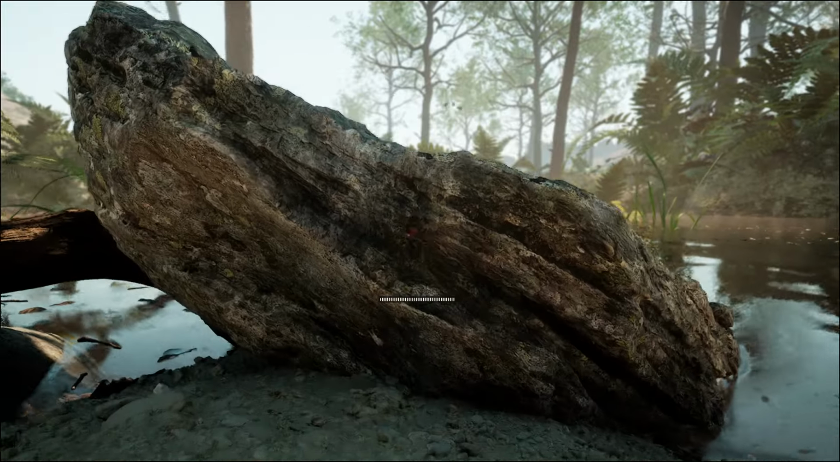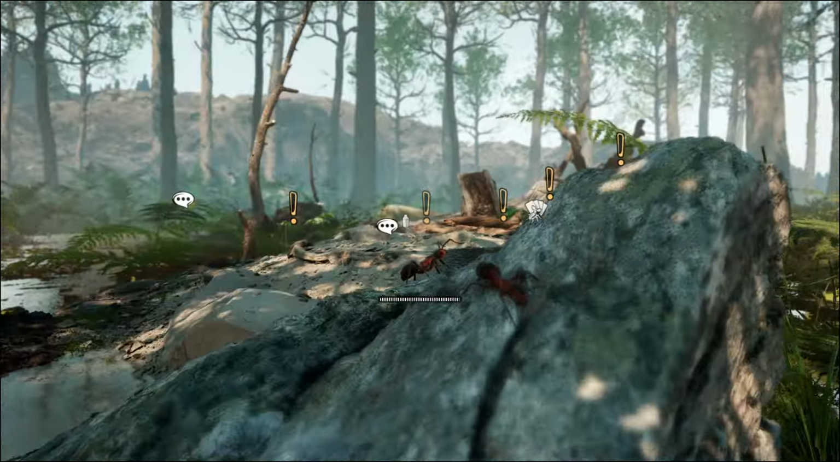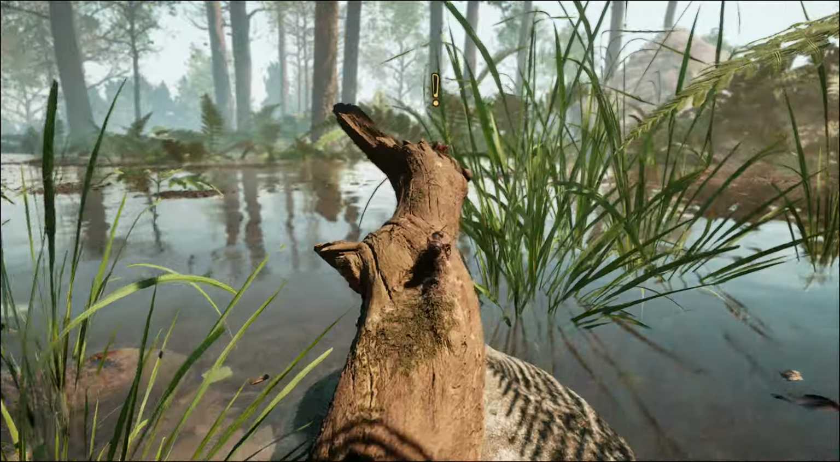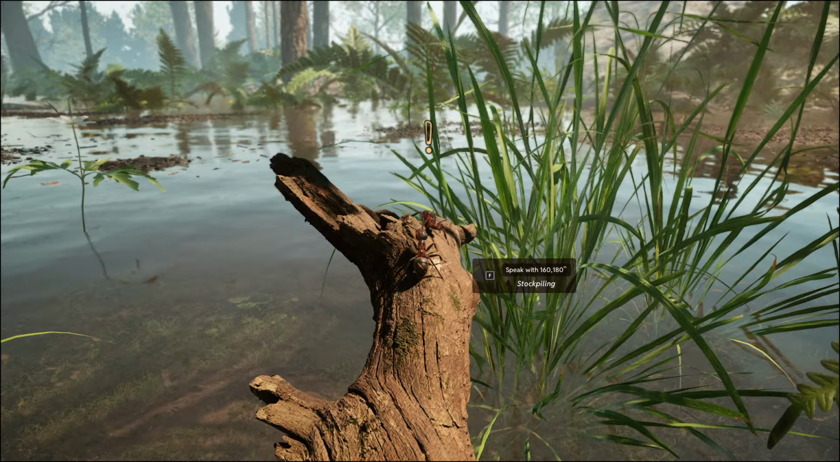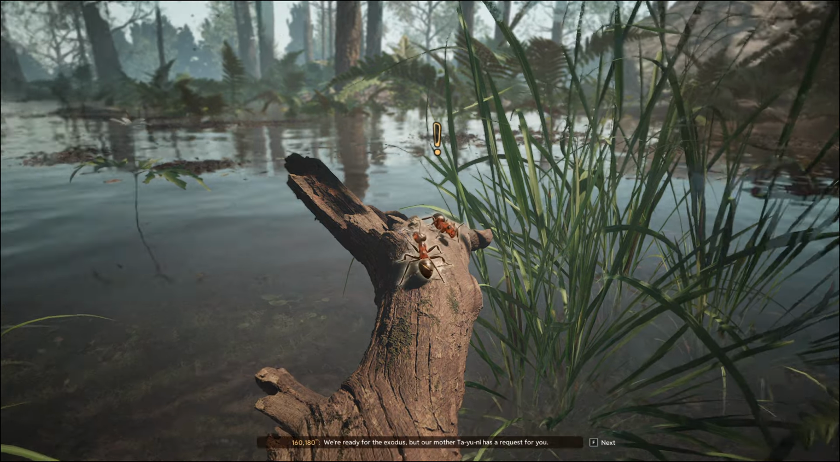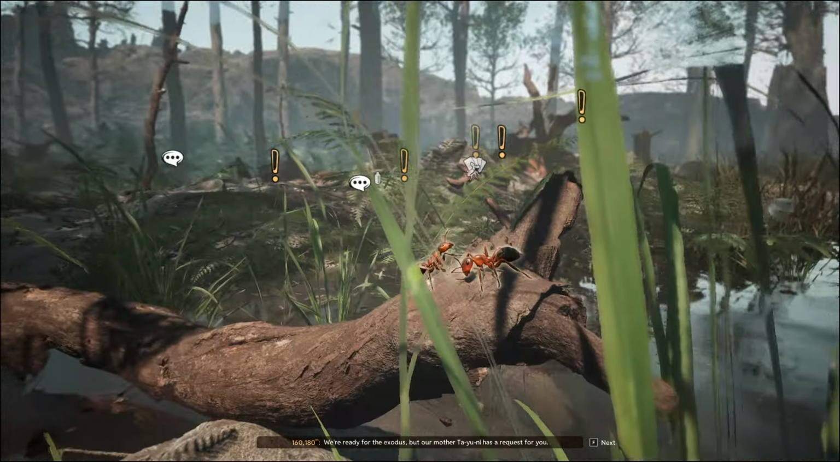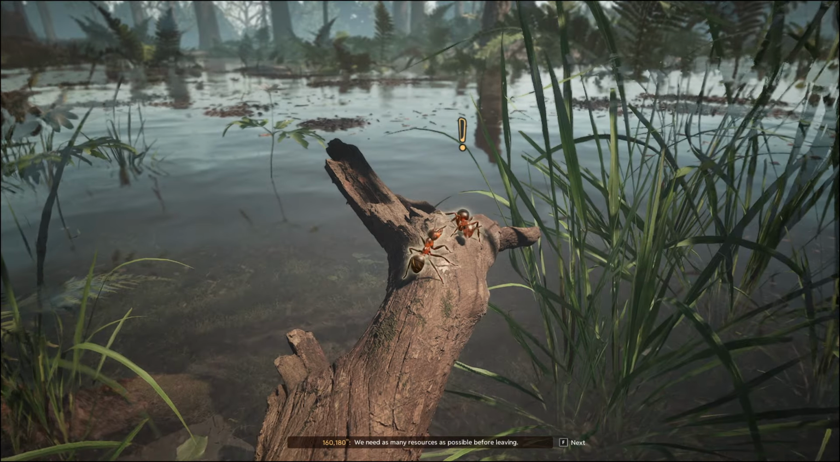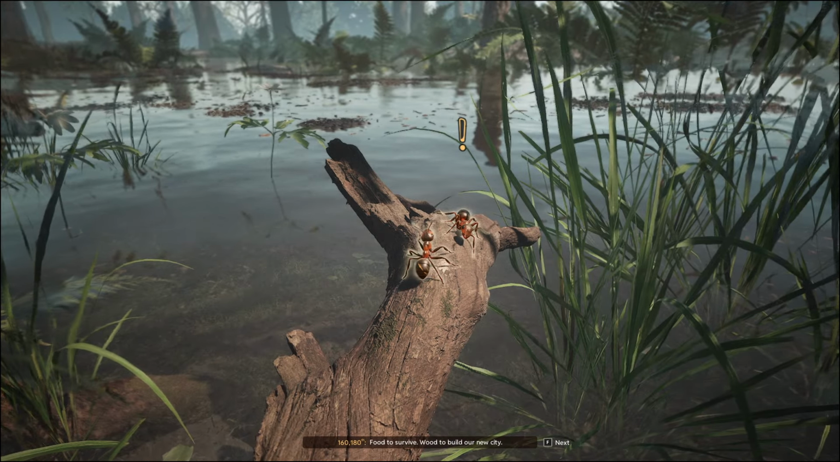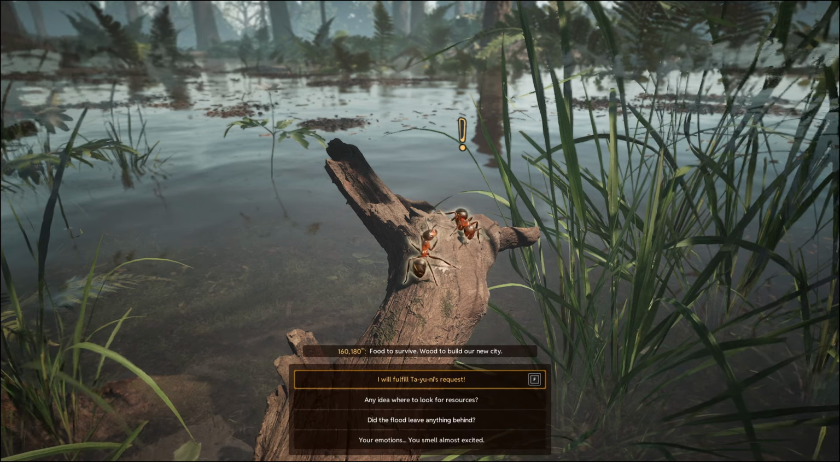Hello, dragonfly. That is a beautiful dragonfly. Let's see. Ant 160180. What is stockpiling all about? They are ready for the exodus, for moving out of this colony, but the queen has a request for me. We need as many resources as possible before leaving. Food to survive, wood to build the new city.